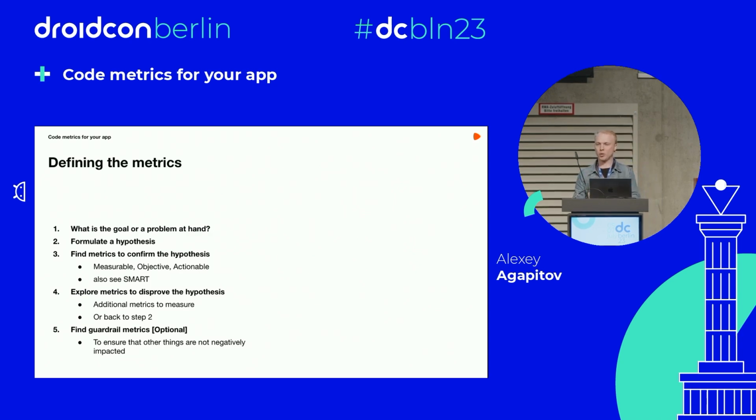And these metrics need to be actionable, right? So if you find something that you don't know what to do about, probably this is not the right metric, so it doesn't really make sense. You want to have some sort of minimum set of metrics which you can actually do something about.